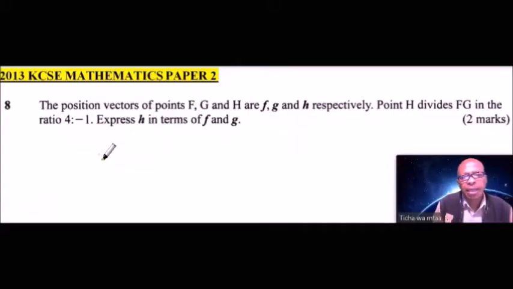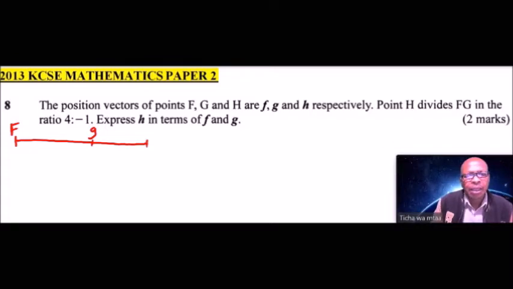Question number 8. The position vectors of F, G, and H are f, g, and h respectively. Point H divides FG in the ratio 4:1. Express h in terms of f and g. Now this question is from vectors 2, which you learned in form 3, and we can use a diagram to represent that. This is the theorem.